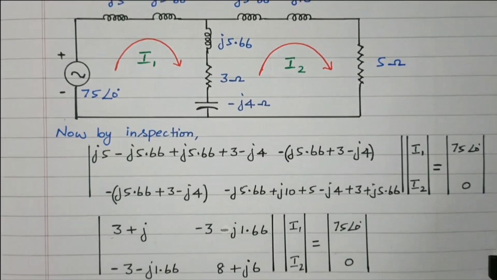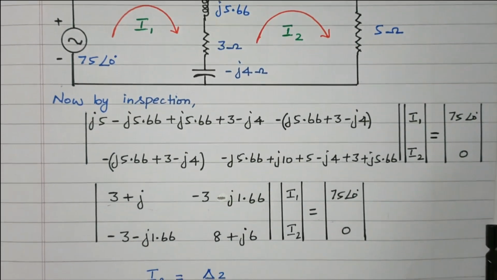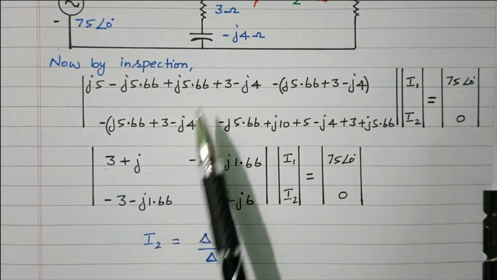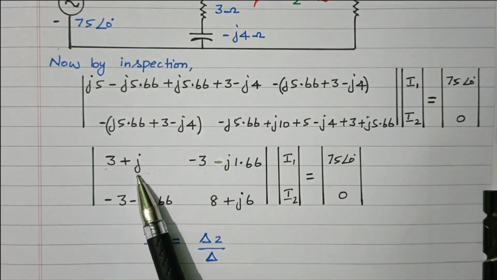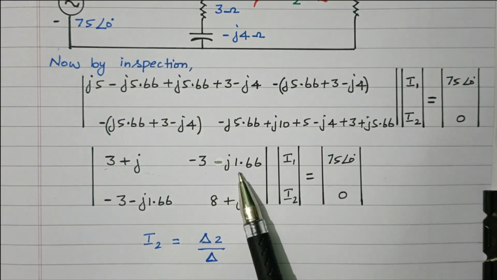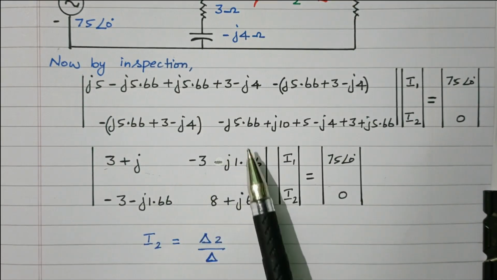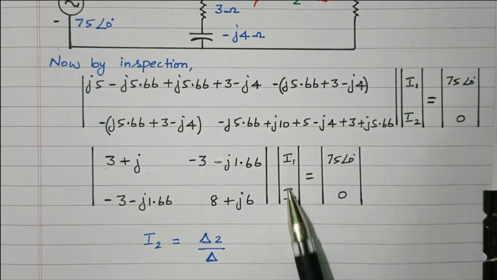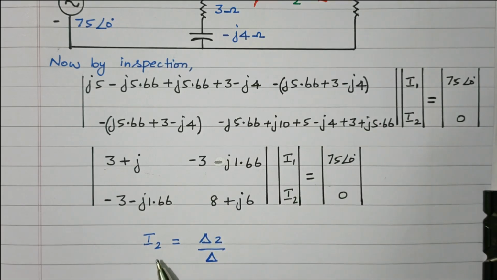Now we'll go for the further simplification. So by adding this, we got 3 plus j. Similarly, this one minus 3 minus j1.66. Both are the same. By simplifying this, we got 8 plus j6. Then the current matrix and voltage matrix. Right. Then how will you find the current? Our aim is to find the voltage across the 5 ohm. For that, we need I2. I2 is delta 2 divided by delta.